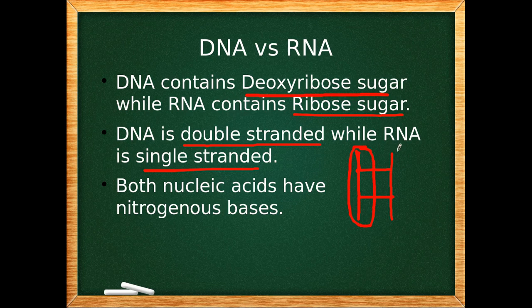On the other side, they are kind of symmetrical. On the other side, it's another phosphate, sugar, nitrogenous base, and so on and so forth. Hence they say it's double-stranded: you've got a strand on one side and another strand on the other side. But RNA only has a single strand. It's an incomplete ladder. It's quite similar: phosphate, sugar, nitrogenous base, and so on. Both nucleic acids have nitrogenous bases. There are 4 nitrogenous bases, and we're going to go through them in detail.